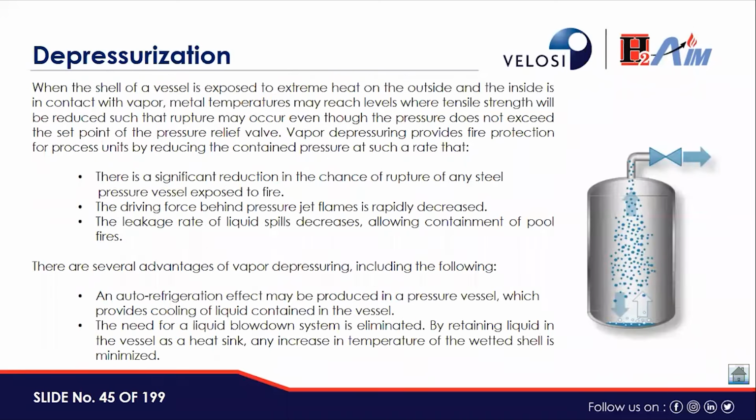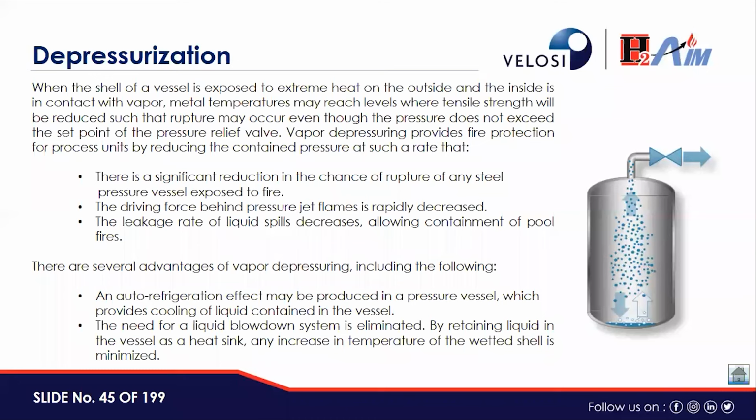Then what is depressurization and how can we mitigate with the help of depressurization? When the shell of a vessel is exposed to extreme heat on the outside and the inside is in contact with vapor, metal temperatures may reach levels where tensile strength will be reduced such that rupture may occur, even though the pressure does not exceed the set point of the pressure relief valve.